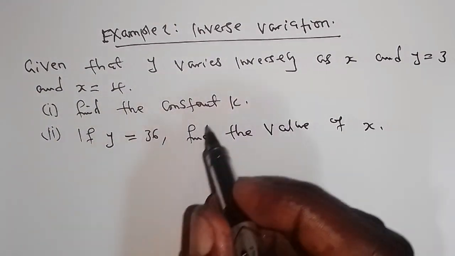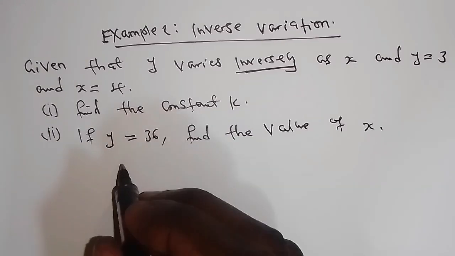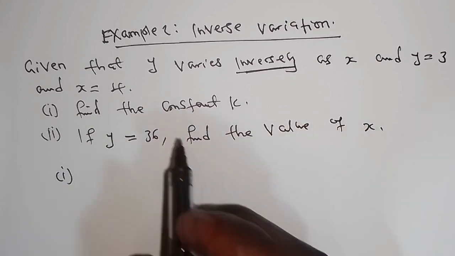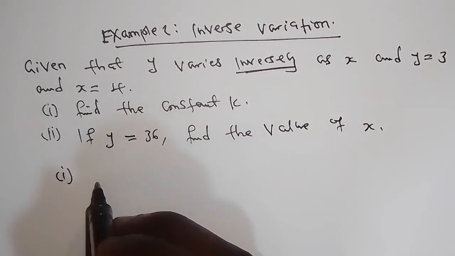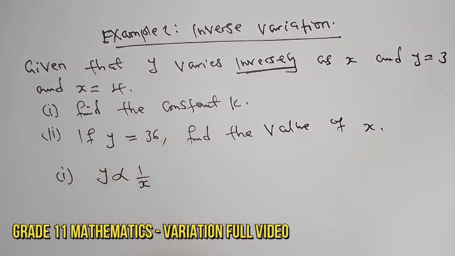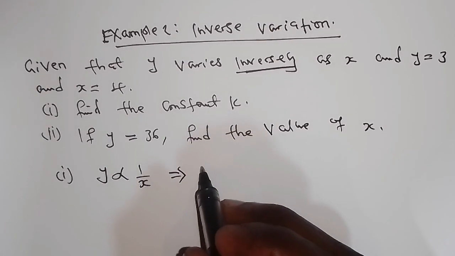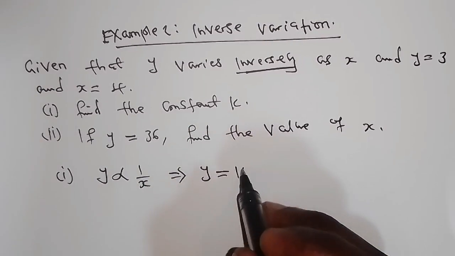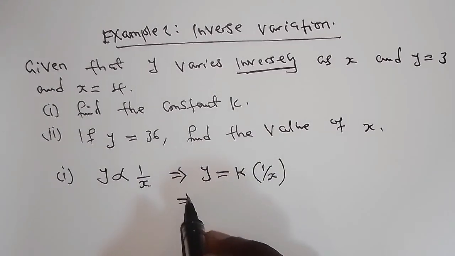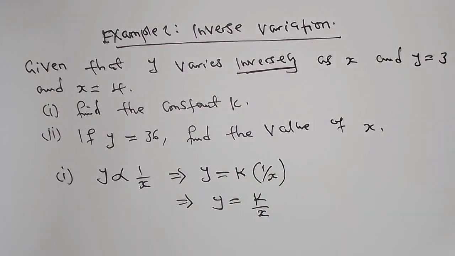So we know that if you are talking about inverse, then it's something that we have as a fraction. First of all, you have to get the relationship: y varies inversely as x. Now introduce the constant k. So y is equal to k, open bracket, 1 over x, and this is now going to be y equals k over x. Okay?